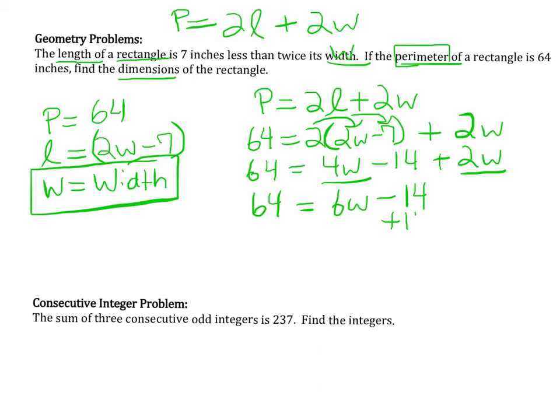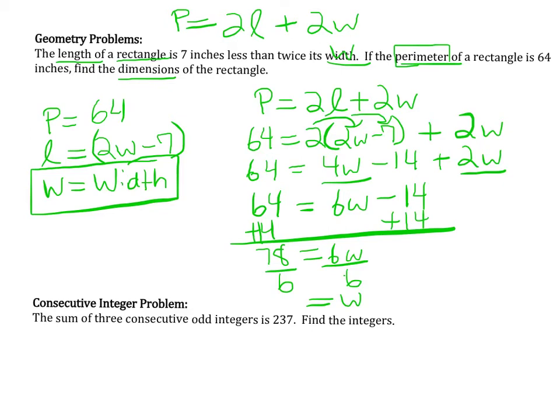I can add 14 to both sides. That'll give me 78 equals 6W. And if I divide both sides by 6, that'll give me W equals 13. So my width is 13 inches, all right? So my width, 13, and my units is inches.